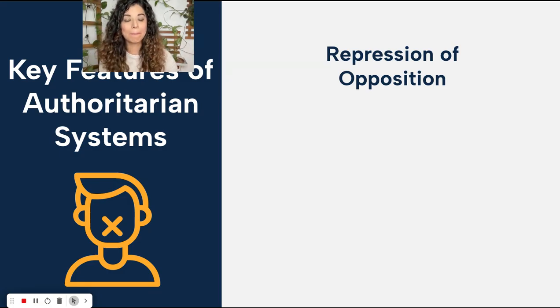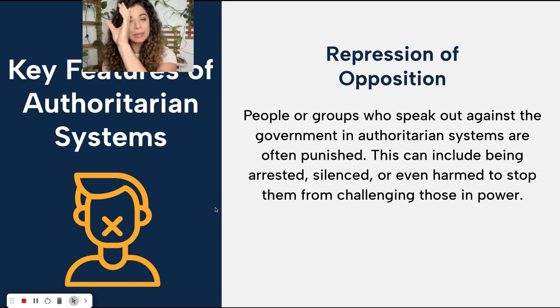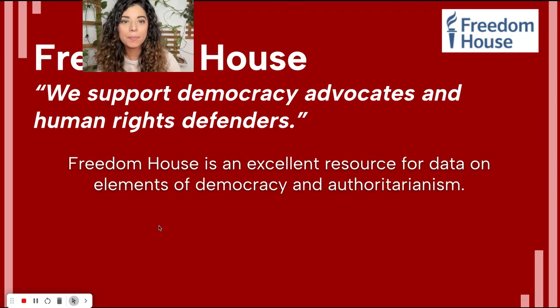And another major key feature is repression of opposition. So anybody, people, groups who speak out against the government in these authoritarian systems are often punished. This can include being arrested, being silenced, or even harmed, physically harmed, to stop them from challenging those in power. So if you have anything critical to say about the government, you will get in trouble.